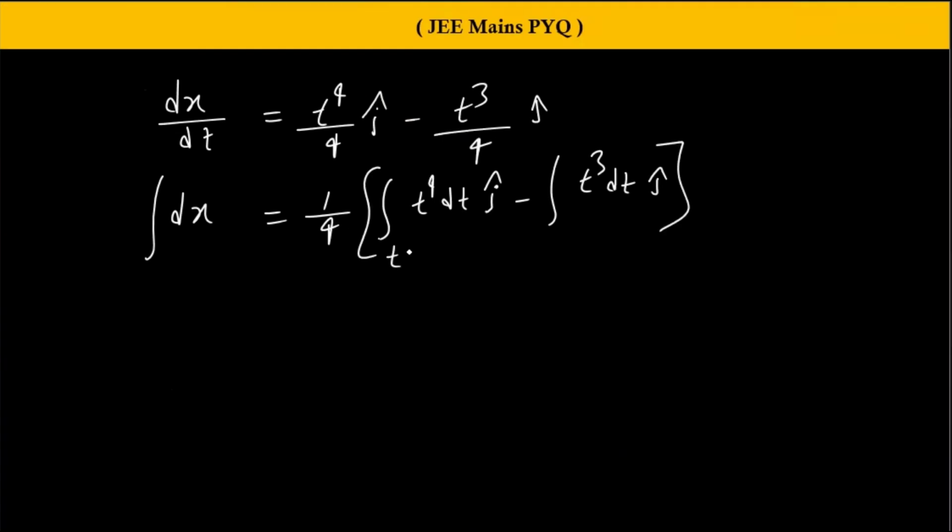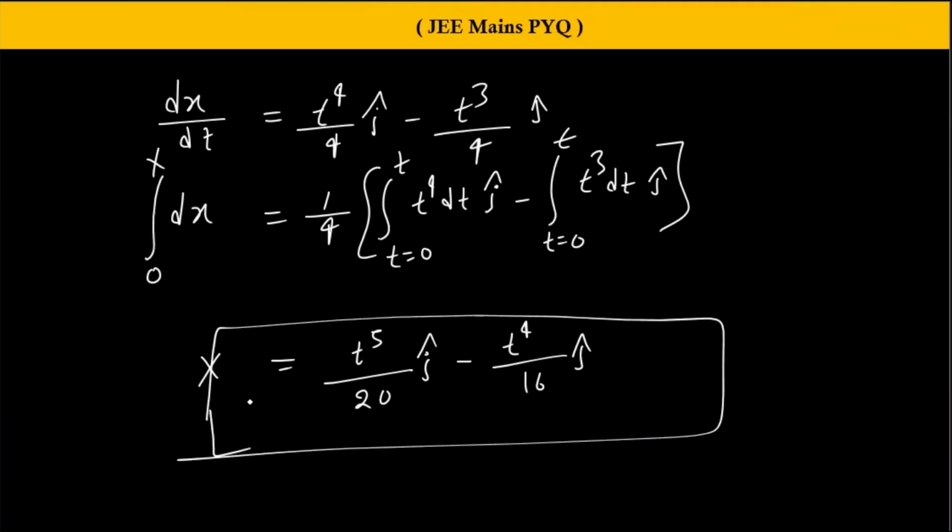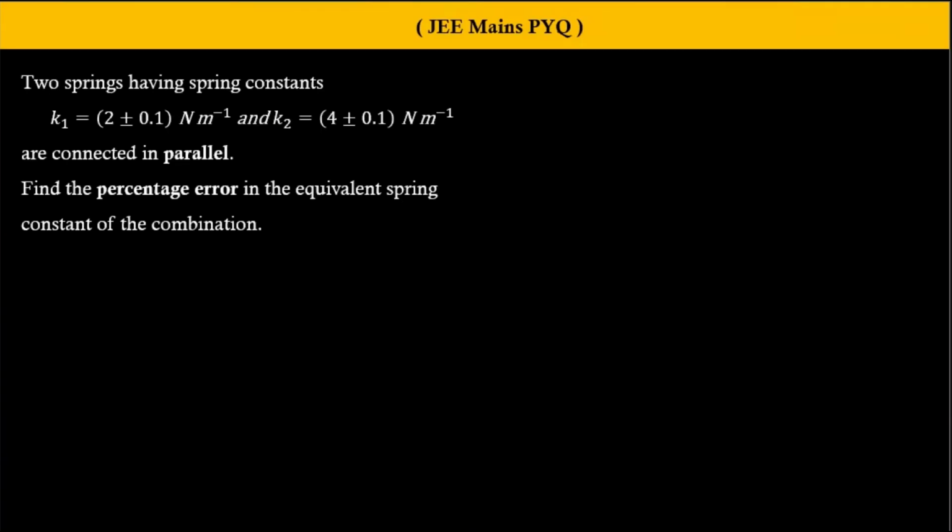Now put the limit t equal to 0. If you put it, x is 0, right? And then as a function of time you calculate it. Okay, at any time t, let us say this is x, so you will be calculating it. You will be getting, let me simply solve it here, x, and this will become t^5 by 20 i cap minus t^4 by 16 j cap. Now put the value, you will be getting the answer. So this is what you were required to do. Very simple question. Done. Let's move ahead.